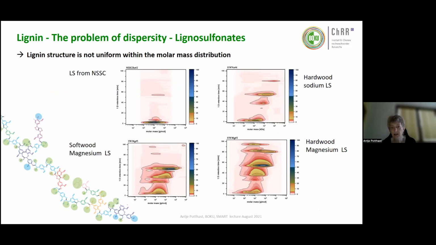First we did that offline, and then we switched to a real online 2D mode. It's not so easy because we have a very high salt load in that system, so that is not something I would call routine at the moment. But you can see huge differences depending on the source of the lignosulfonate, softwood or hardwood, or the process. Is it magnesium or is it NSSC? So there are quite large differences. At the moment, we call that rather a fingerprint, and we still need to learn the interpretation of it. So how does that link to an application? We don't know yet.